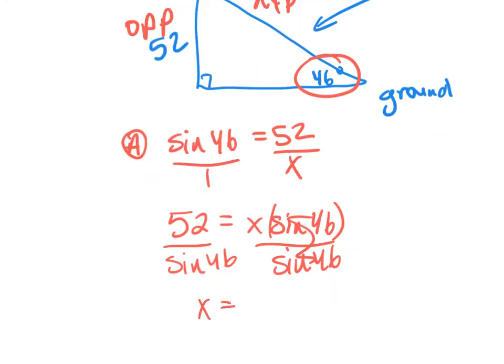So x equals, how long is this ladder? In your calculator, hit 52 divided by sine 46. I just made these numbers up, so it may not make, well, yeah, it makes sense. How long is the ladder about? 72 feet long. About 72.28, so about 72 feet.